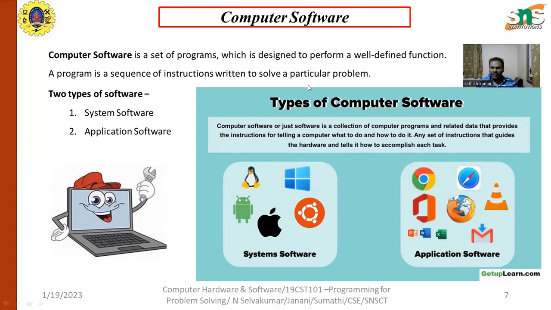System software is Apple, Android, and iOS, and Windows, like Windows XP or Windows 2000. Application software is Gmail, Microsoft browser editions, browsers, and VLC player. These are the application softwares.